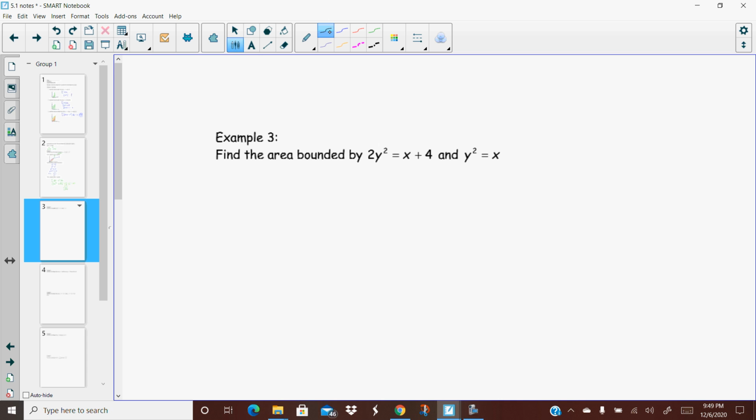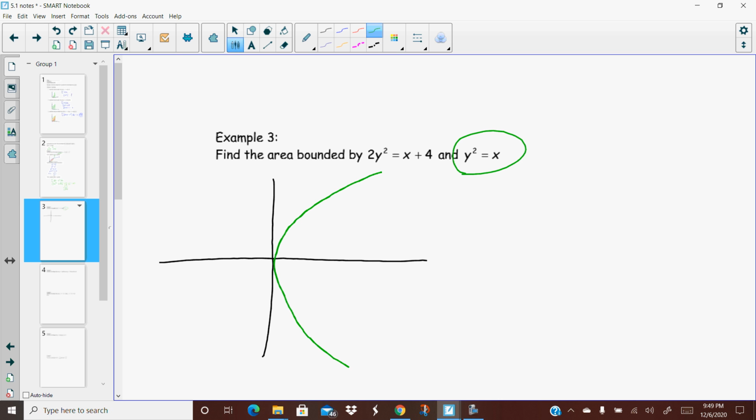So when we sketch this graph to get a good idea what it looks like, you have to know what these graphs look like. If this first one here was y equals x squared, you'd know it looks like your standard parabola. Instead, it's x equals y squared. So that's going to be a parabola which opens to the right.